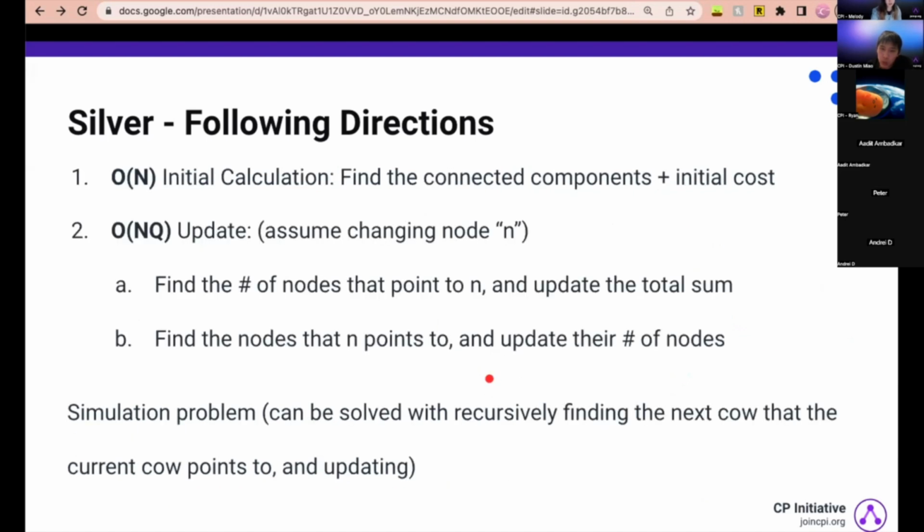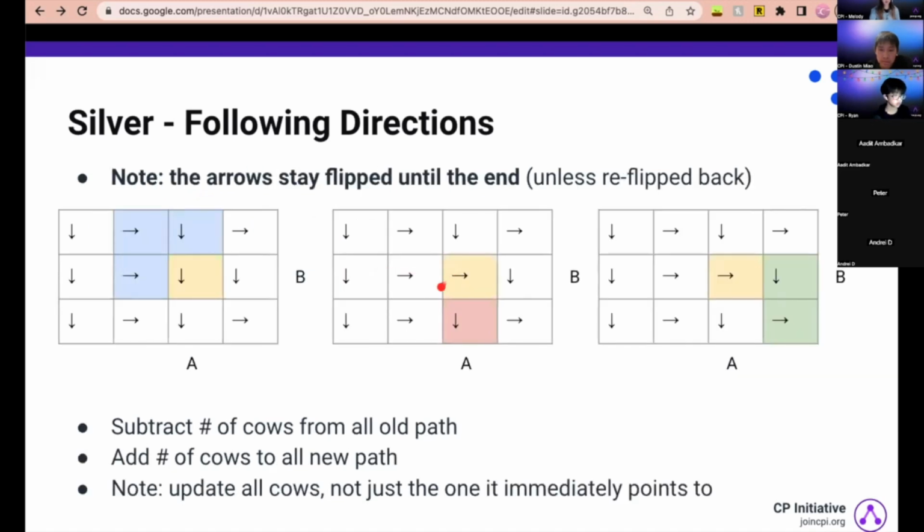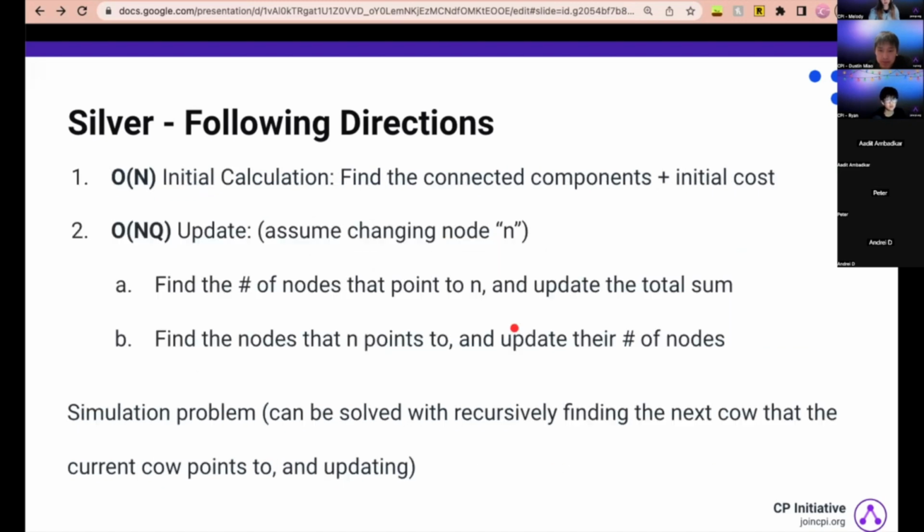Okay, let's look at the implementation. This is actually n squared, but the initial calculation is O(n) squared to find the different connected components and initial cost. This is actually the most expensive part, so O(n) squared. And then also O(n) times query, because for every query node we're going to need to update, we're going to need to find all of the ones pointing to it and it's pointing to.